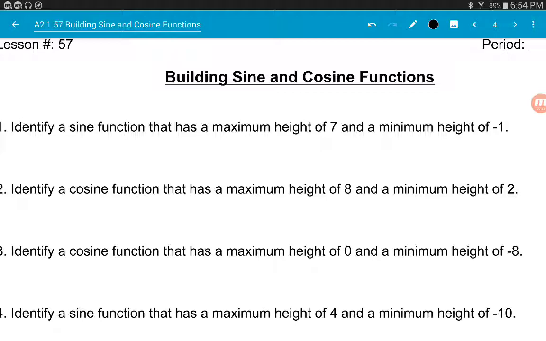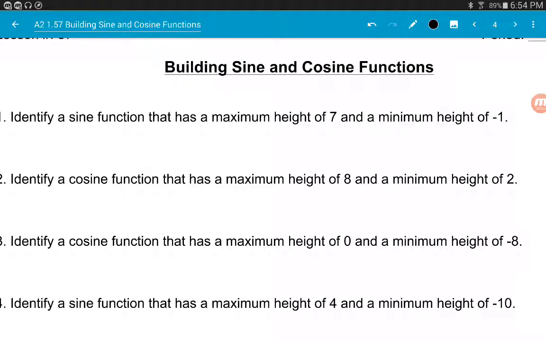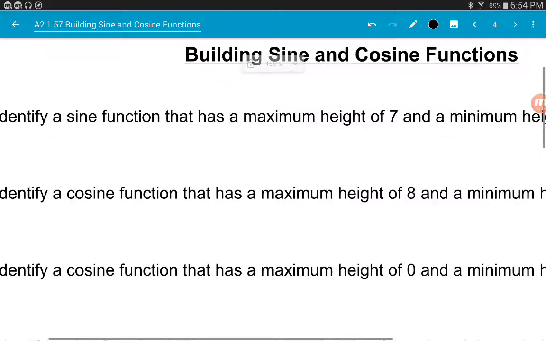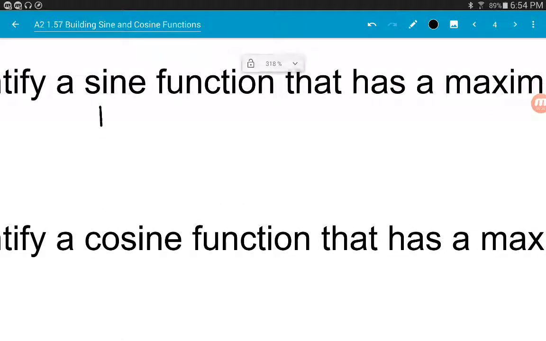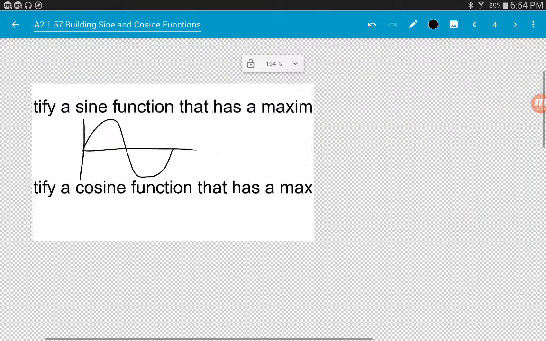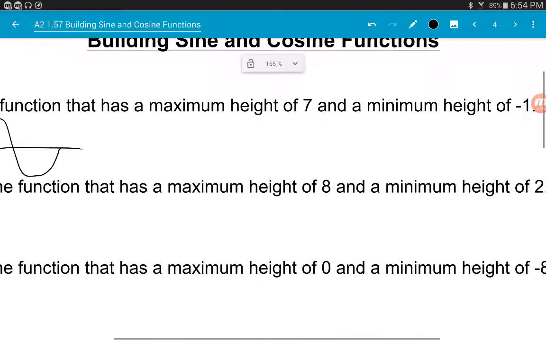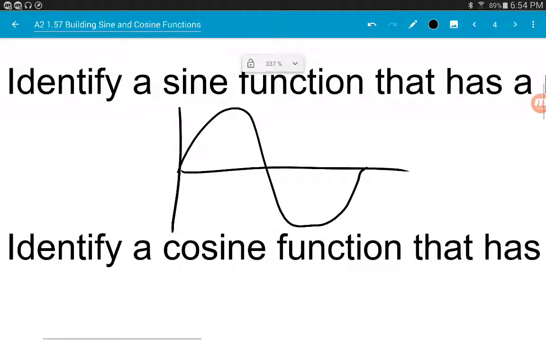What we're going to do first is number 1: identify a sine function that has a maximum height of 7 and a minimum height of -1. So a sine function, I always like to draw a little graph. It looks like this. It says that I have a maximum height of 7 and a minimum height of -1.